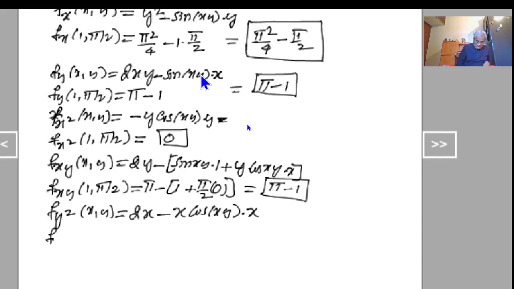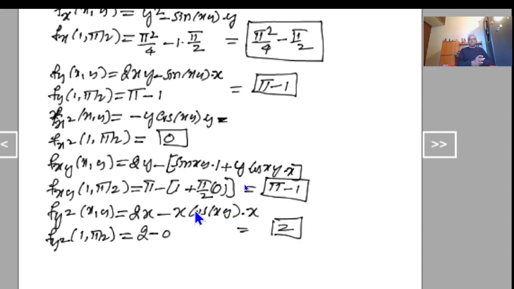Now fy square at the point 1 comma pi by 2, this is equal to, put x equal to 1, y equal to pi by 2. This becomes 2 into 1 is 2. And here if you put x equal to 1, y equal to pi by 2, I am getting cos pi by 2. This becomes 0. 0 into anything is 0. So that is minus 0. This is equal to 2. Okay. These are the values.